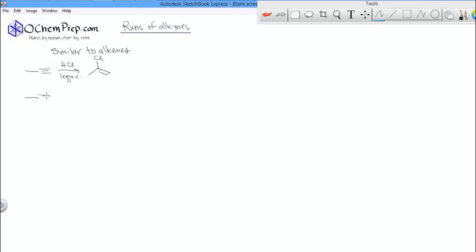Now, if I put lots of HCl in there, so HCl in excess, what's going to happen is, once again, the H will go to the outside and the Cl will go to the inside. And we'll end up with this dichloro compound, very similar to alkenes.